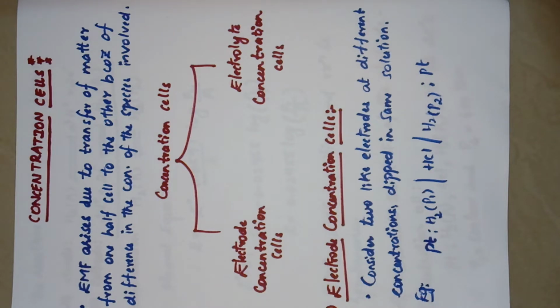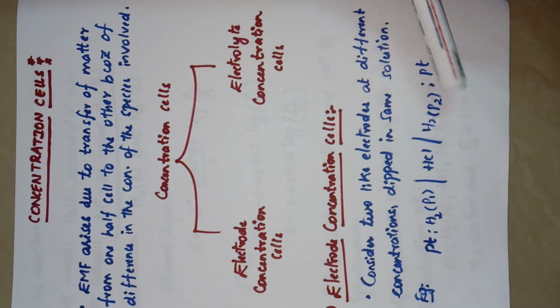Now these concentration cells are divided into two classes. One is electrode concentration cells and another one is electrolyte concentration cells. Today we'll discuss only electrode concentration cells. We'll go one by one. Once you have a thorough idea about this particular cell, then for other things you have shortcuts, which I'll be explaining in the further videos.